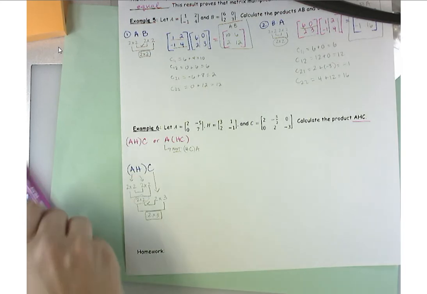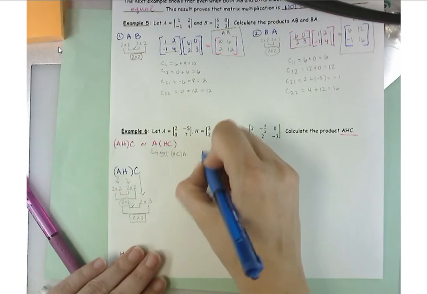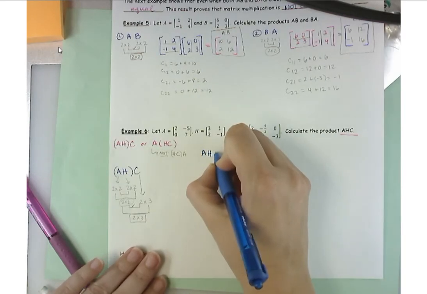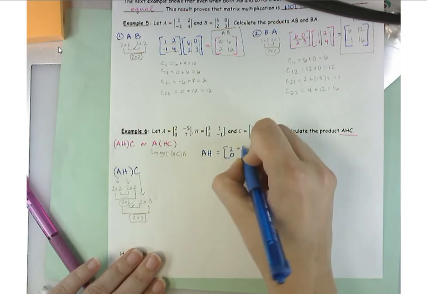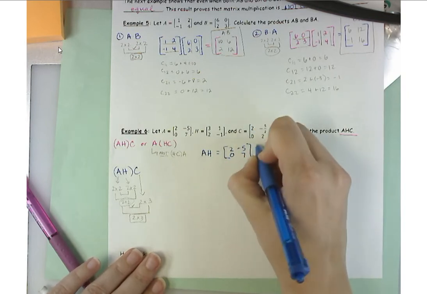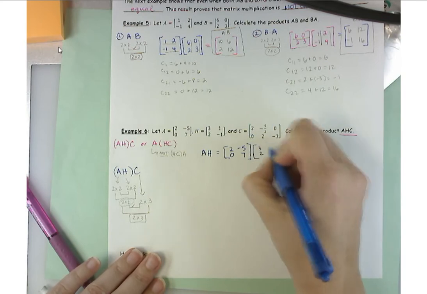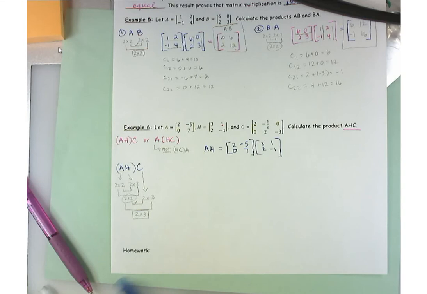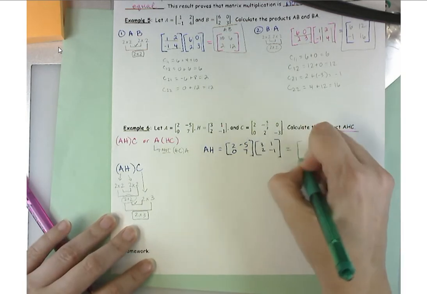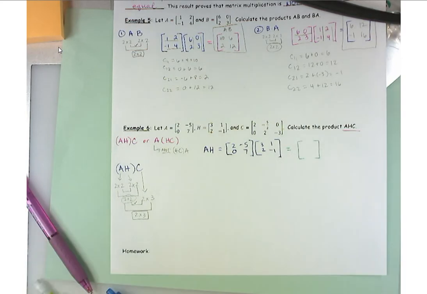Alright, so then let's multiply A times H together. So I have 2, 0, negative 5, 7 times 3, 2, 1, negative 1. And then I like to put what it's going to equal. Okay, and I'll give you a minute to give you a head start on that.